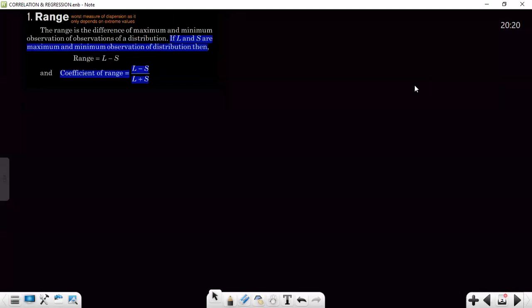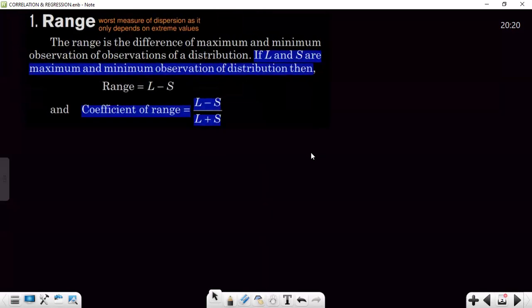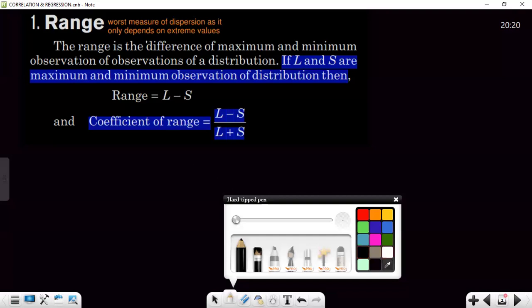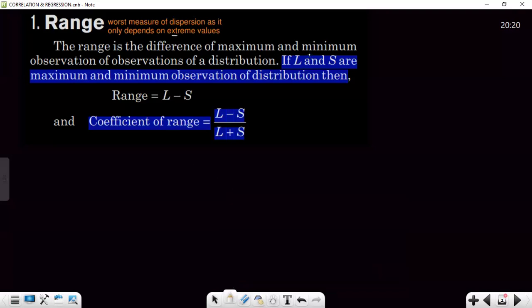So range is the worst measure of dispersion because it only talks about the maximum and the minimum. So first let's talk about how we find the range. Range is simply found by looking at the maximum observation, maximum data, and the minimum data. Then we take the difference, and that is our range. If L is the maximum observation and S is the minimum observation, the range will be given by L minus S.